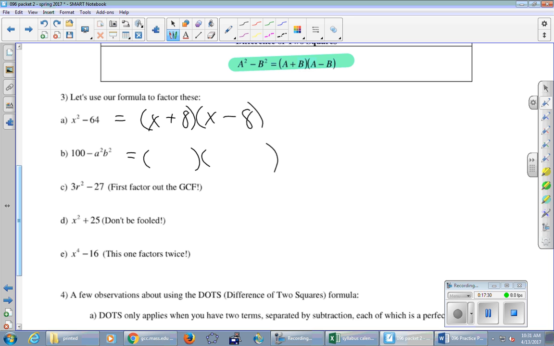Okay, so now out loud, what are the first two things? Tens. How are we going to get a squared, b squared? AB and AB, that's it. And what about the signs? 1 plus, 1 minus, easy peasy.